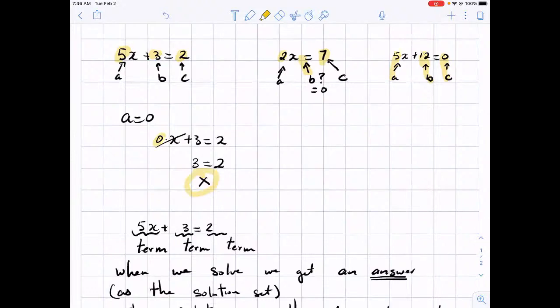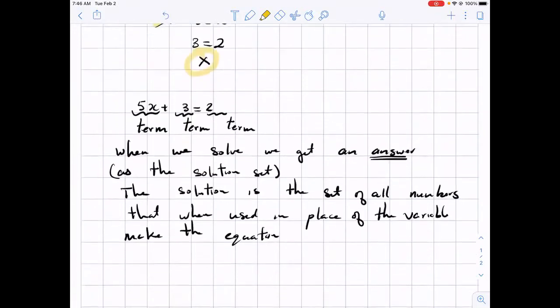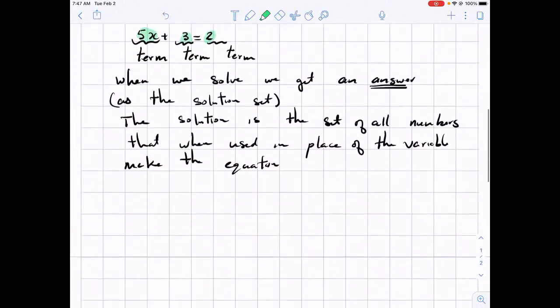Okay. Now, as we discussed in one of our videos, we talked about factoring and terms. So here we have 5x plus 3 equals 2. So a is 5, b is 3, c is 2. Each of these are called terms. When we solve, we get an answer, and that answer, as we know, is the solution set. The solution is the set of all real numbers that, when used in place of the variable, makes the equation true. Okay? So this here makes our equation true.